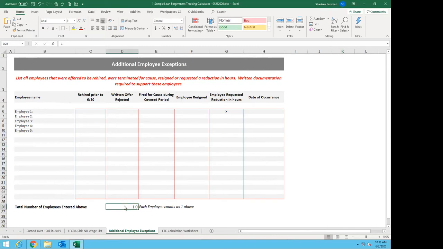And then we come down to the bottom here, the total number of exceptions. So what this does is if you offered somebody a job back, they don't take the job, you put the exception in here, you don't get a reduction for having a reduction in full-time employees for that person.